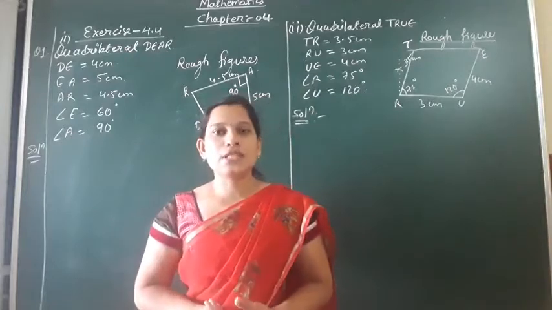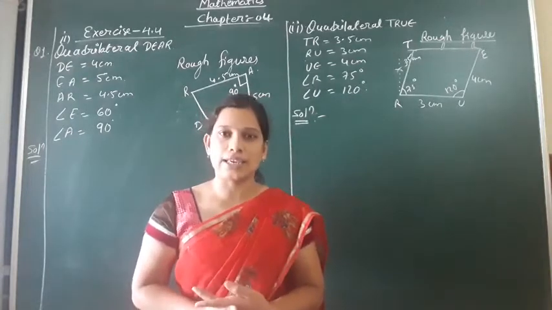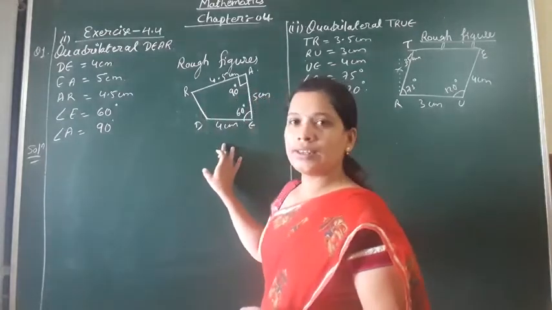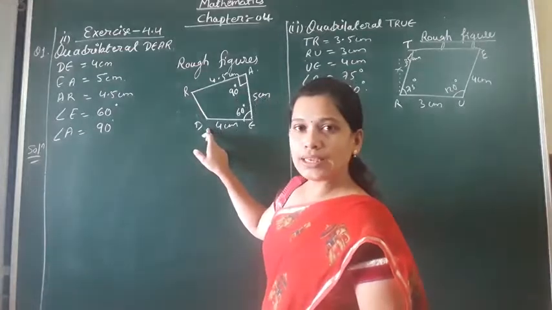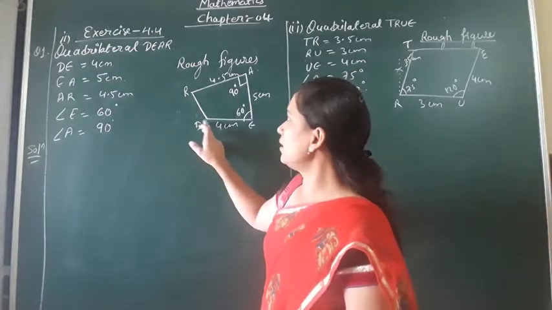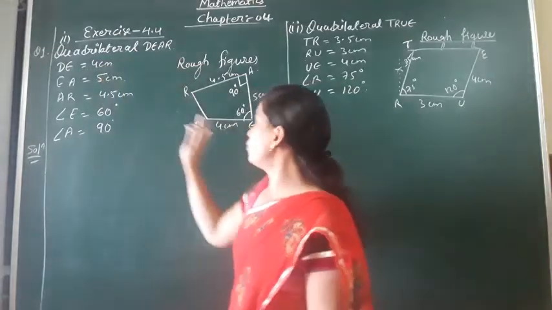So what is our first step to construct a quadrilateral? Our first step is to construct a rough sketch, isn't it? So here I have created a rough sketch. What will be the base line we are going to take here? The base we are going to take as DE, whose measurement is 4 cm.